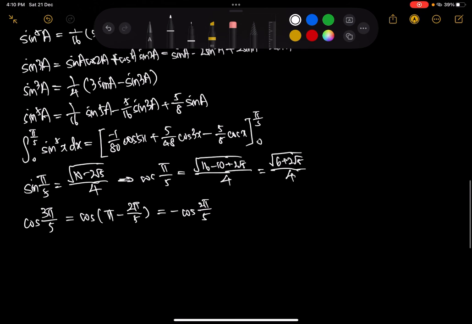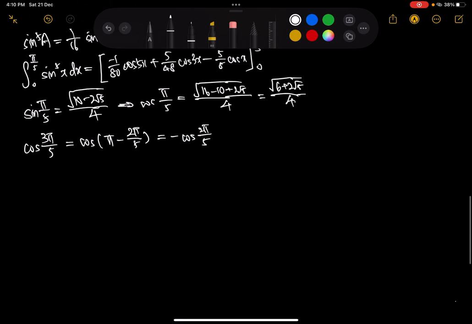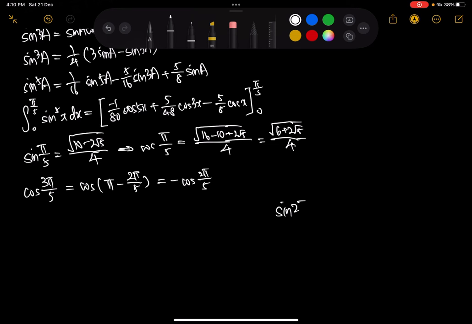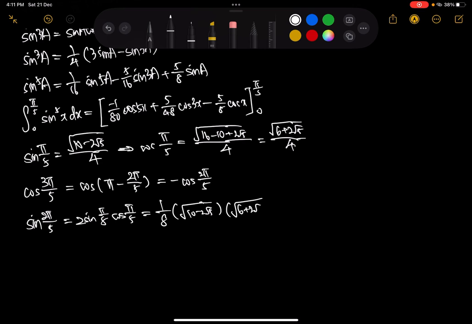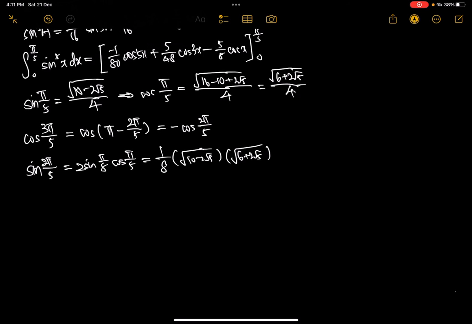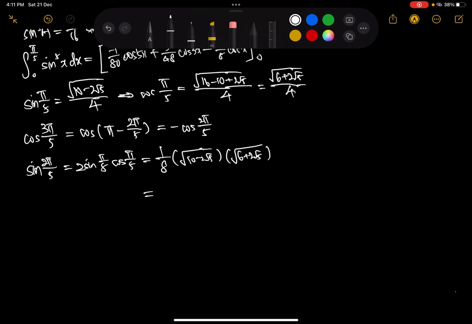And do we have sine 2 pi over 5? Well, let's do that now. Sine 2 pi over 5 is 2 sine pi over 5 cosine pi over 5. So we should be having 2, 4, 4, which gives 1 over 8. And then sine pi over 5 cosine pi over 5. And well, this looks quite confusing. Let's get it done.